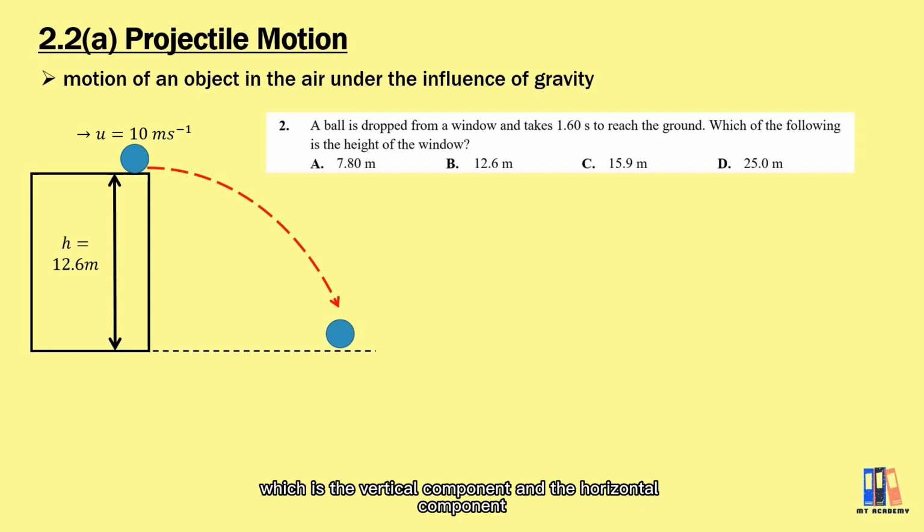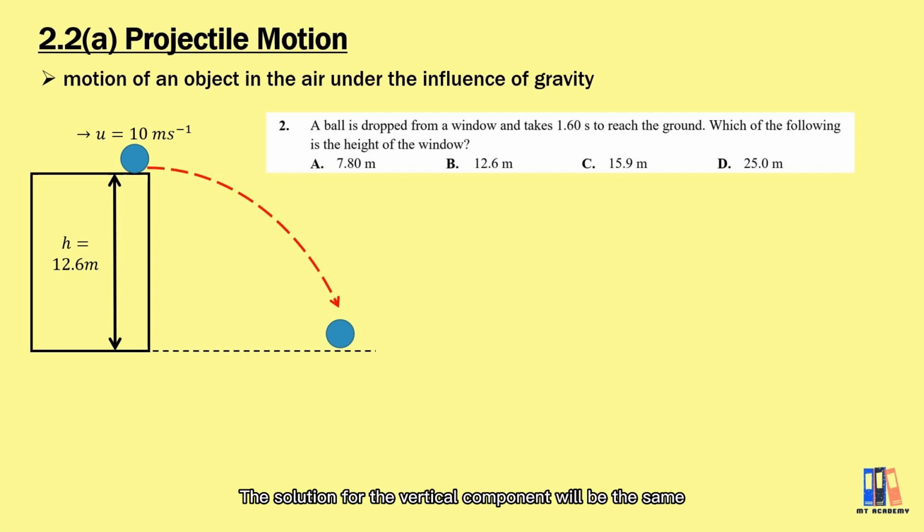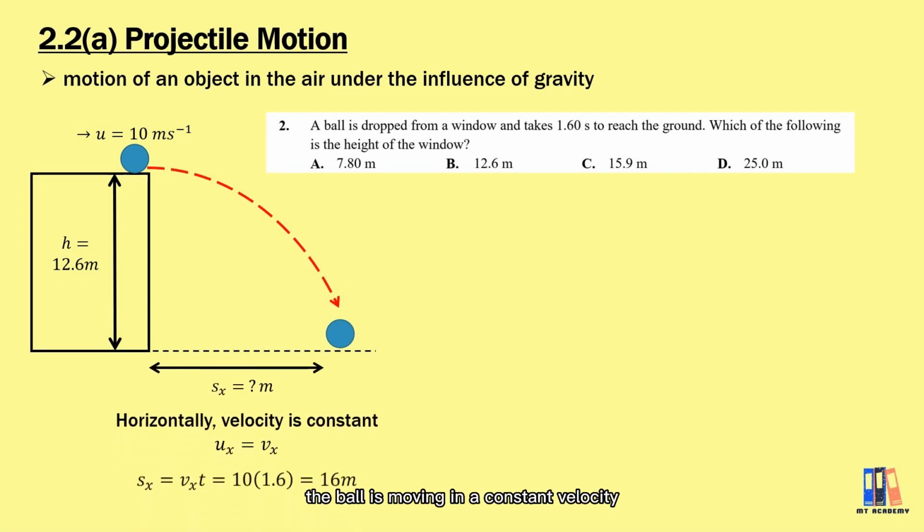the vertical component and the horizontal component. The solution for the vertical component will be the same as in the last discussion, while for the horizontal component, the ball is moving at a constant velocity, so there will be only one applicable formula, which is s = vt. By using this formula and putting in all the values given, you can calculate the horizontal displacement, also known as the range of the motion, and it will be equal to 16 meters in this case.